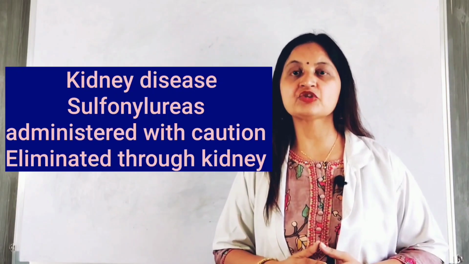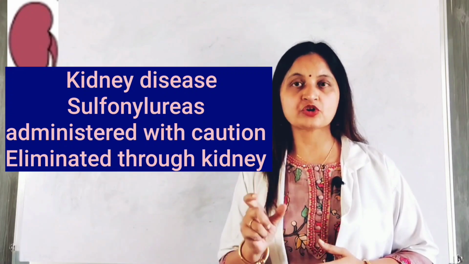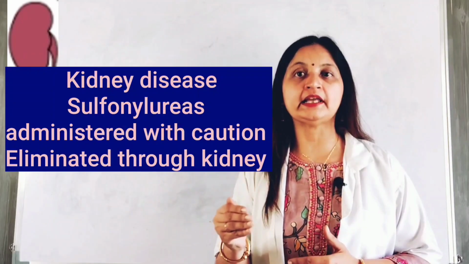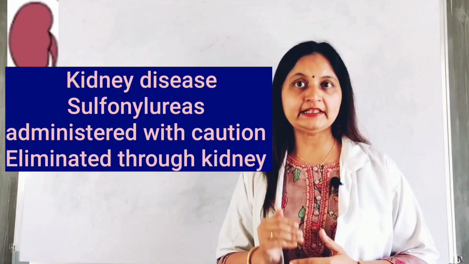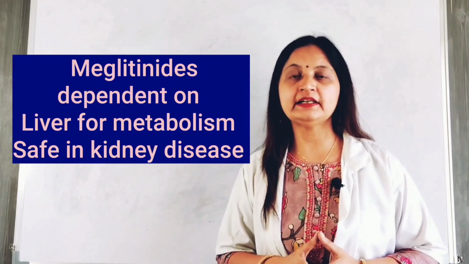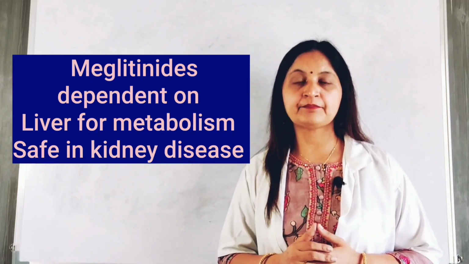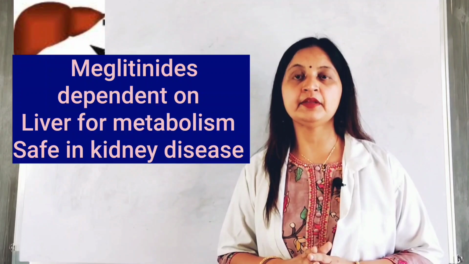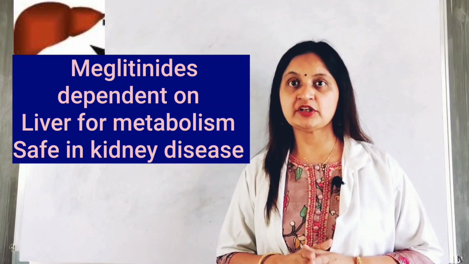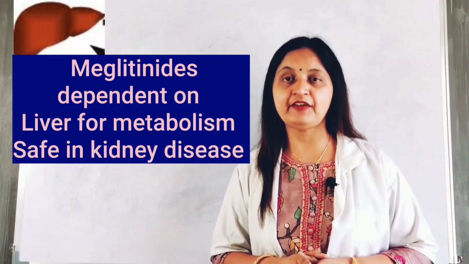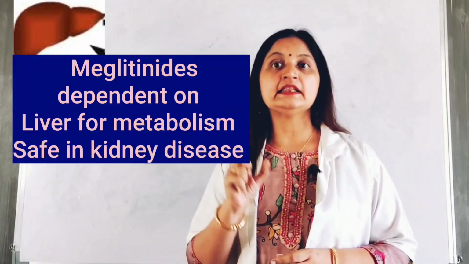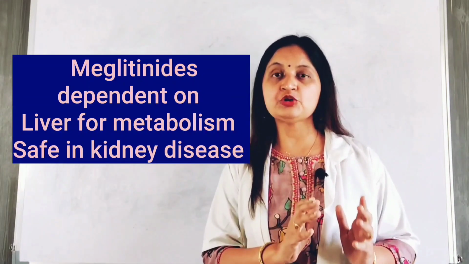Also, in case of kidney dysfunction, sulfonylureas should be administered with caution. This is because most of the sulfonylureas are excreted completely through the kidney. So in kidney impairment, such as in chronic kidney disease, these drugs accumulate and this can lead to dose-related toxicity. Meglitinide derivatives, on the other hand, are dependent on the liver for metabolism. They are not dependent on the kidney for elimination, and therefore these drugs are considered to be safe in kidney disease. So in kidney dysfunction, meglitinide derivatives are better drugs than sulfonylureas because sulfonylureas are eliminated primarily through the kidney.